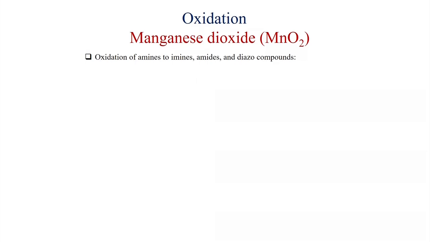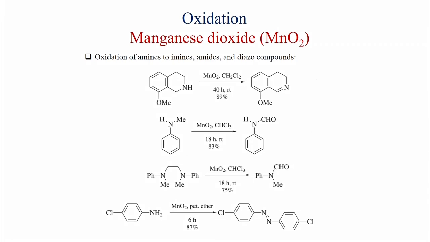Oxidation of amines to imines, amides and diazo compounds is also possible. Like here, saturated tetrahydroisoquinoline was treated with manganese dioxide in dichloromethane, and it gives the imine. Here the aromatization does not happen when you treat with manganese dioxide in dichloromethane at room temperature; you get 89% yield of this imine selectively. And when an aromatic secondary amine like N-methyl aniline is used with manganese dioxide in chloroform for 84 hours, you get N-methyl N-phenyl formamide.